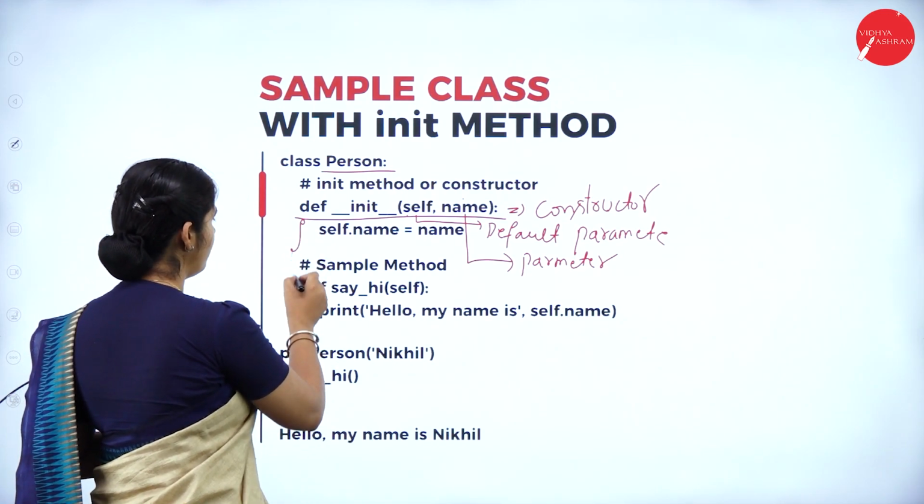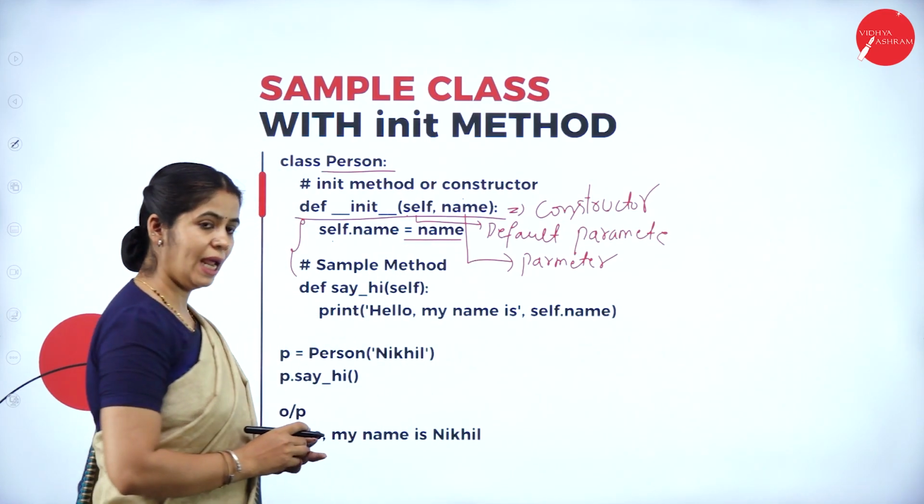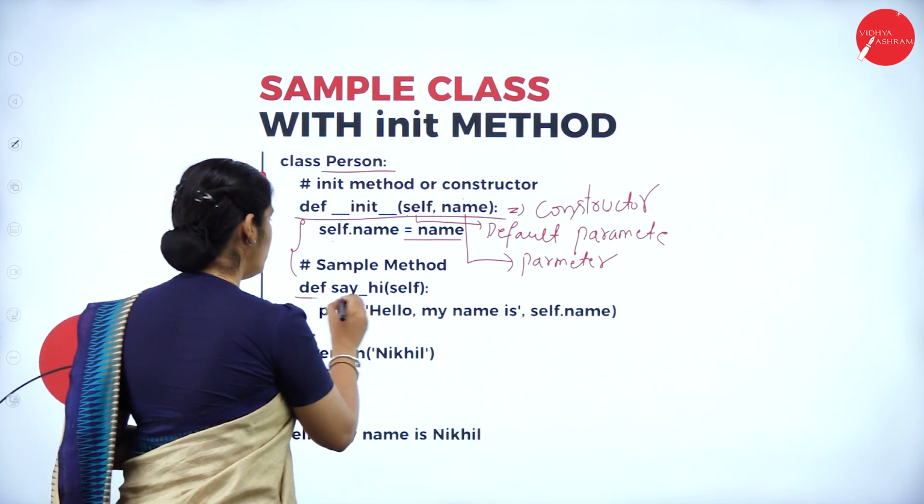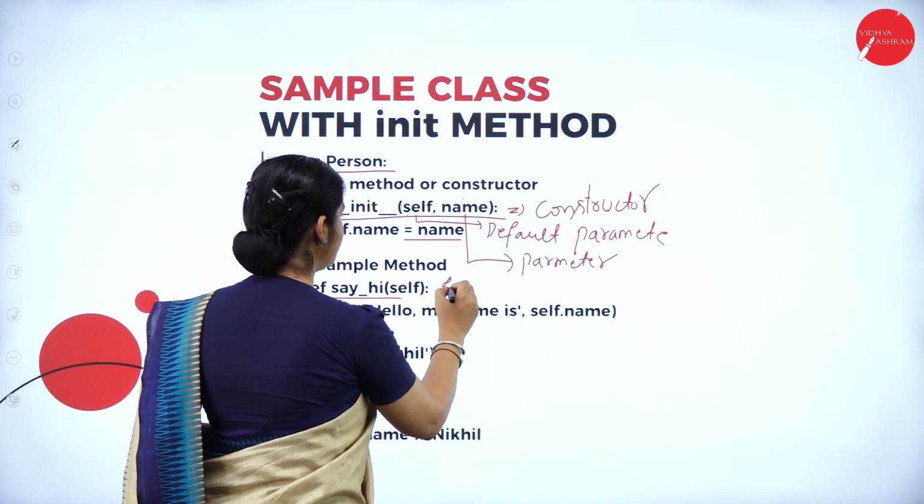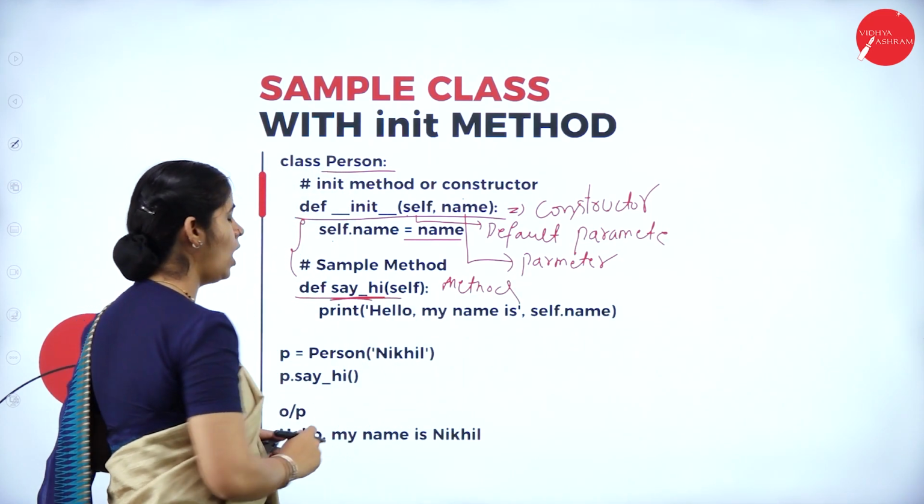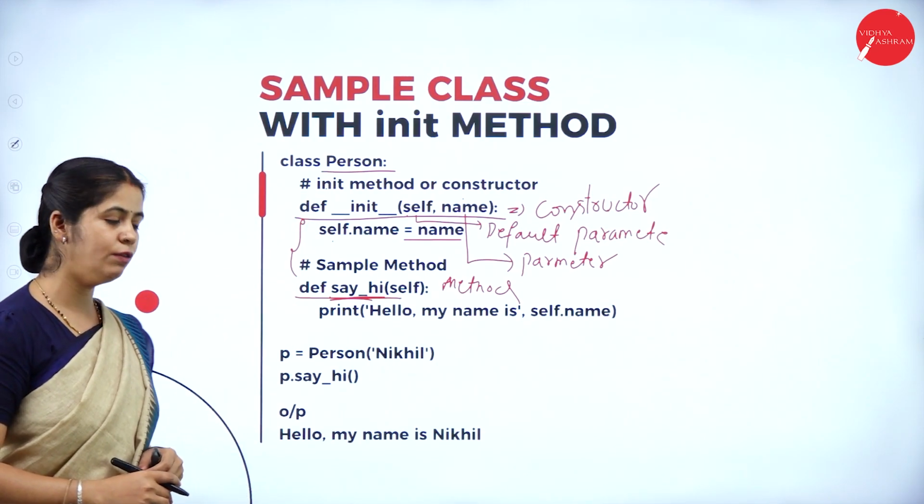Within this we can have statements, right? So self dot name is equal to name. We are allowed to give some name, right? Then it has one more function or method called say hi.